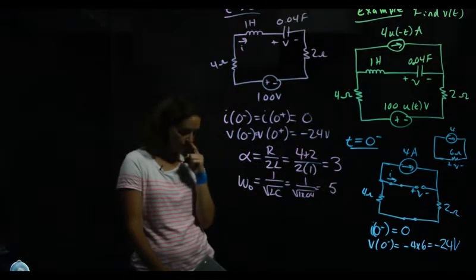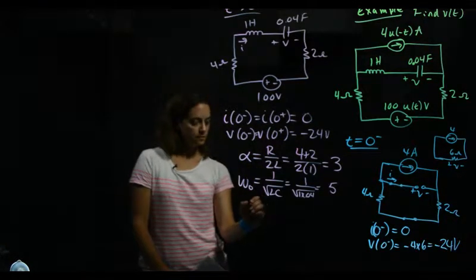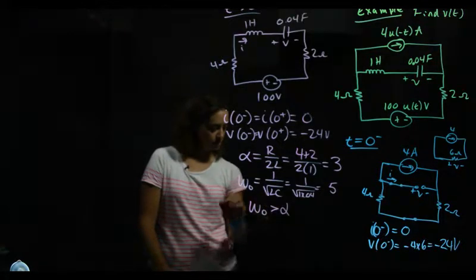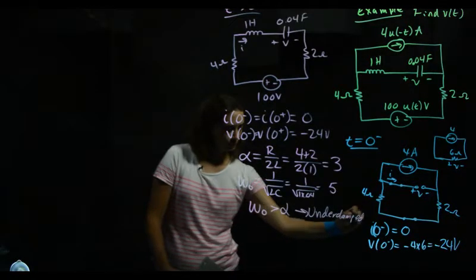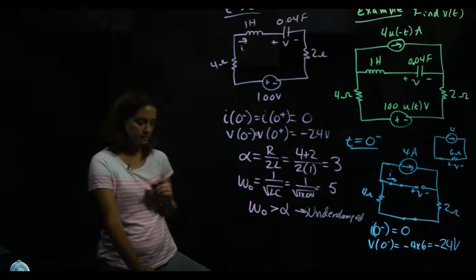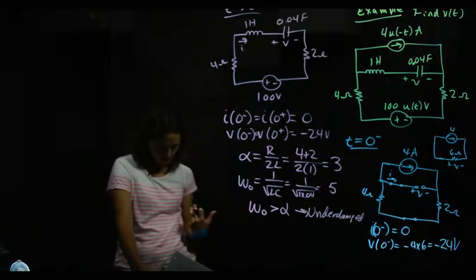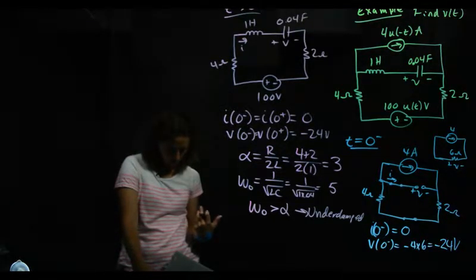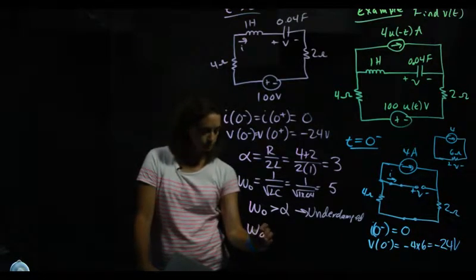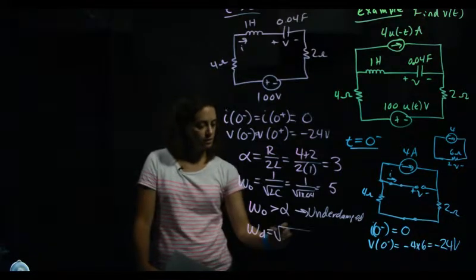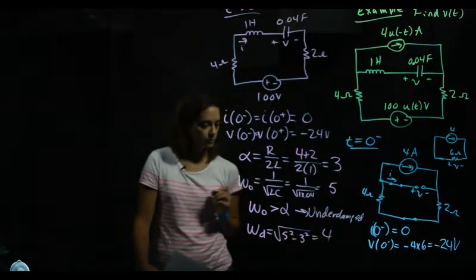So I have, I don't have my page pulled up here. I have omega naught greater than alpha, which means I'm underdamped. If I'm underdamped, I know what my generic solution looks like, and I also know that I need omega D. Did I calculate that on here? Somewhere, I believe, omega D is equal to the square root of omega naught squared minus alpha squared, or 4.